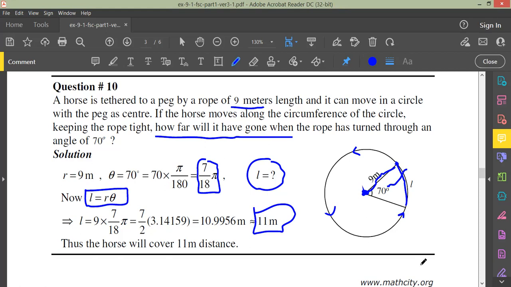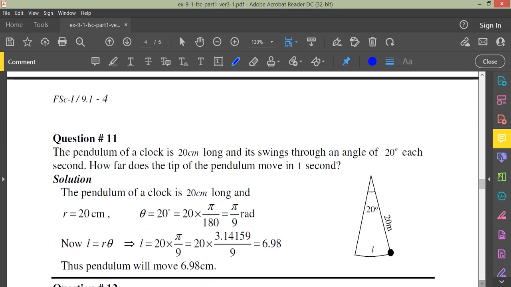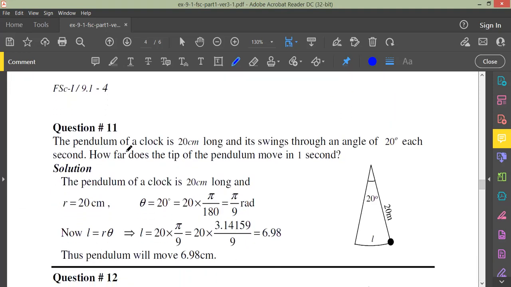This is our simple question. After that, we will discuss question number 11. These are applications of the S is equal to r theta, or L is equal to r theta formula, or the application of radian and degree. The pendulum of a clock is 20 centimeters long. This is the length of the pendulum.